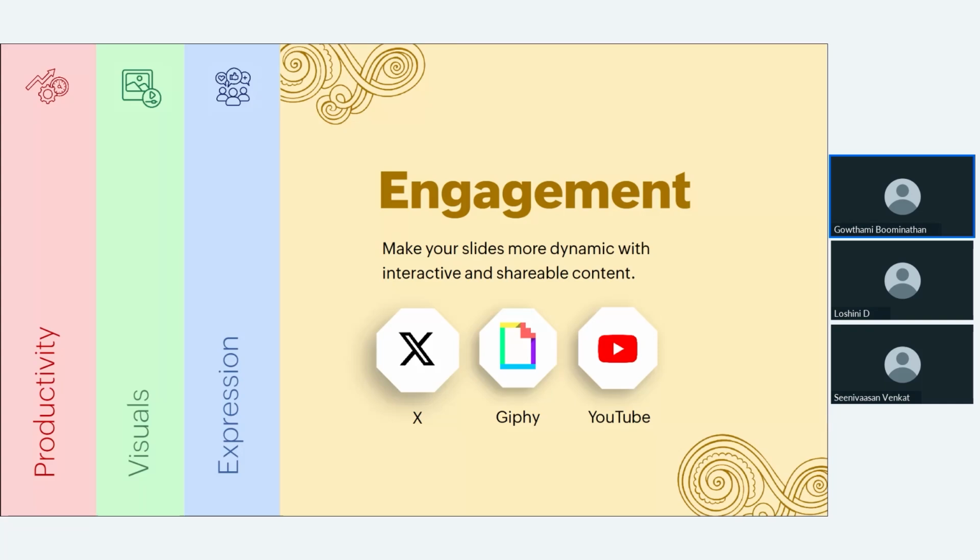So let's say you're going to discuss a trending topic. You can use the Xfeed, wherein you can pull in all the live data, live tweets that will support your content. Similarly, if you want to add a fun and whimsical element to your slides, you can go for the Giphy add-on. This you can maybe use to highlight a surprising stat or something.